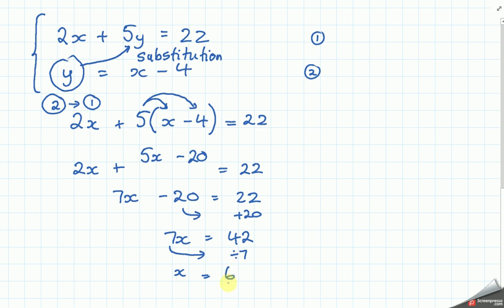So far I've got most of the marks, but there's 1 or 2 marks left. And we get that by putting the x value into one of the other equations. I'm going to bring it up here and say x equals 6. Put that into equation number 2. So y equals 6 minus 4. And it tells me y is 2.